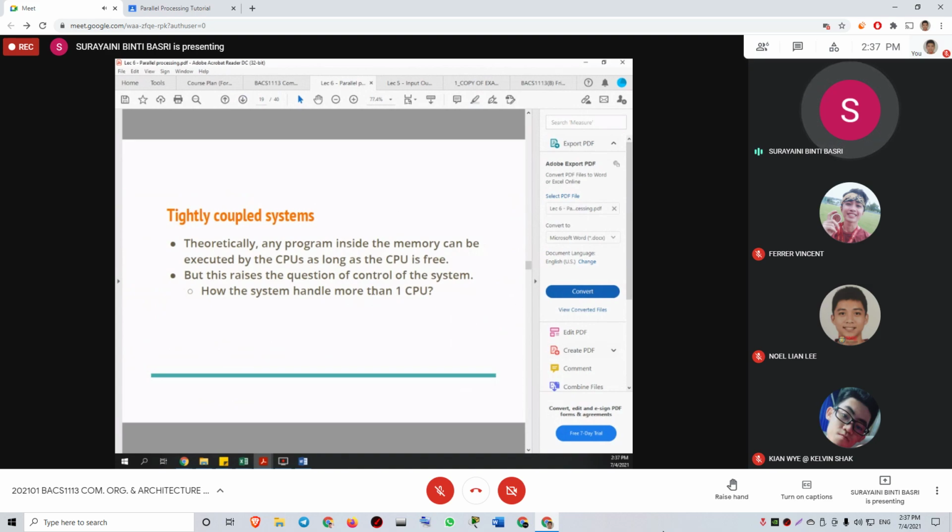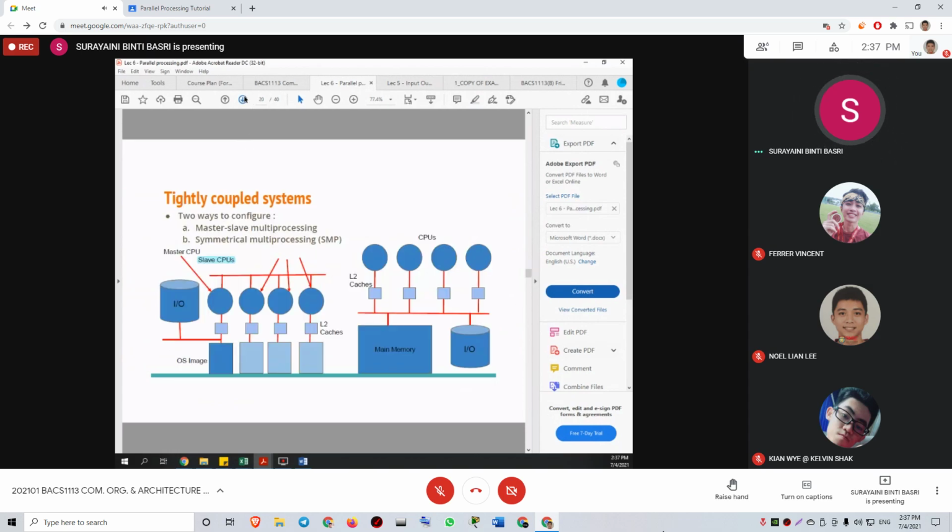So how can our computer handle more than one CPU? How will our computer know which CPU will do what process? They cannot fight over it, right? To handle the question of how our system can handle more than one CPU, it can be answered by these two configurations, which are master-slave processing and symmetrical multiprocessing, or SMP.